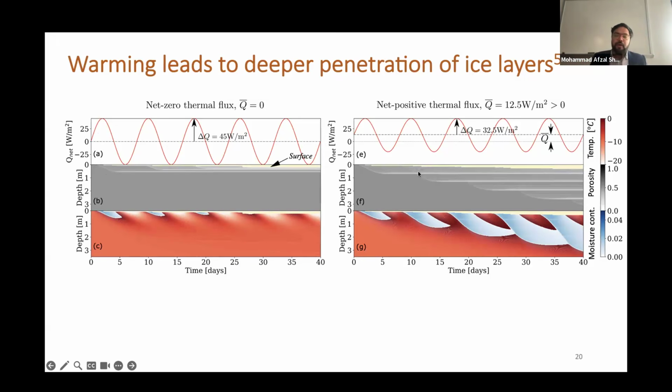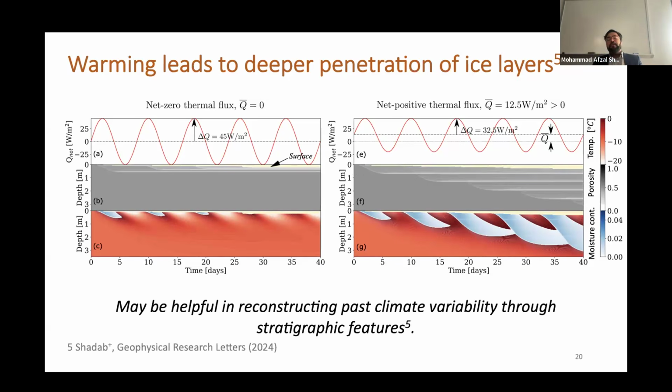But then the other case is net positive thermal flux forcing. In this case, the average is greater than zero, and the ice layers form in a top-down fashion. It successively penetrates deeper and deeper into the firn. What this tells us is that climate conditions affect the firn stratigraphy, the chronology of these ice layers. Or alternatively, if you have an ice core, this pattern of ice layer formation helps us understand past climate variability.